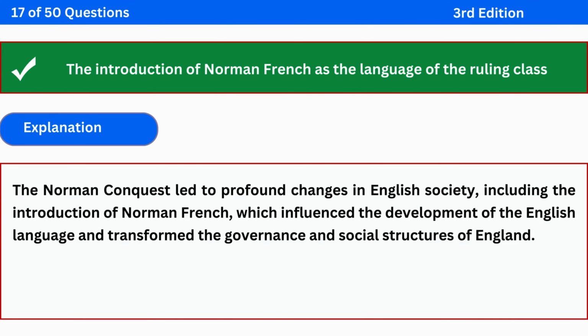The correct answer is the introduction of Norman French as the language of the ruling class. Explanation: the Norman conquest led to profound changes in English society, including the introduction of Norman French, which influenced the development of the English language and transformed the governance and social structures of England.